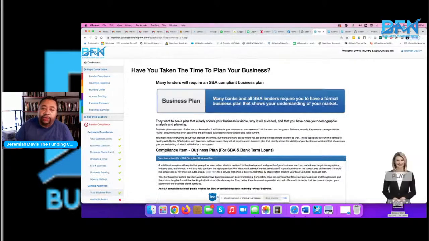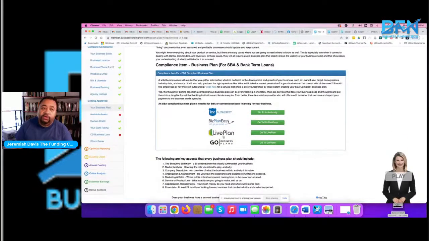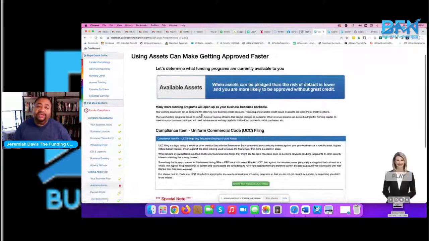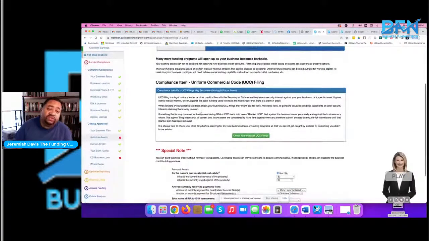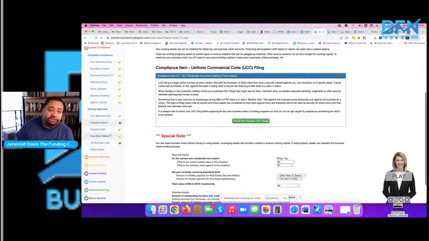If you're going to apply for an SBA loan or a business term loan, some lenders might ask you for a business plan. So we provide those resources directly here in the software for you. Does your business have any assets that you can use as collateral? Are they reporting in your business name as a UCC1 filing? These are different types of things that you want to check for.